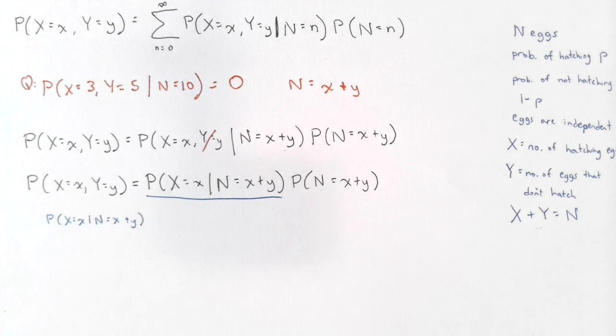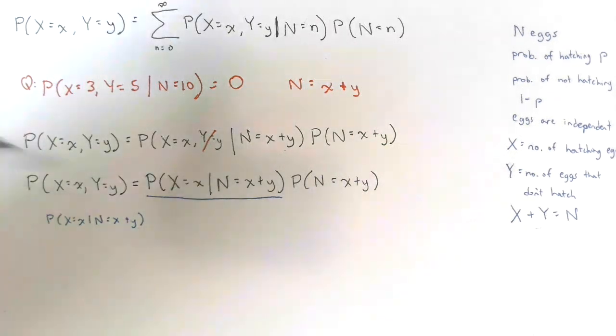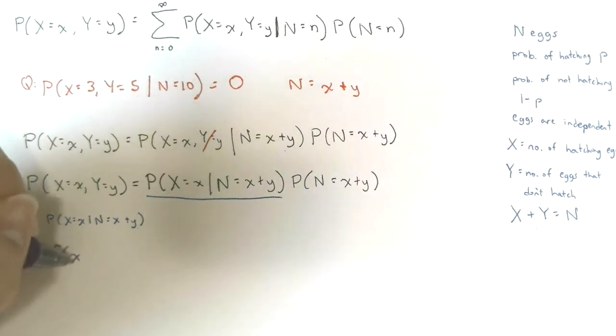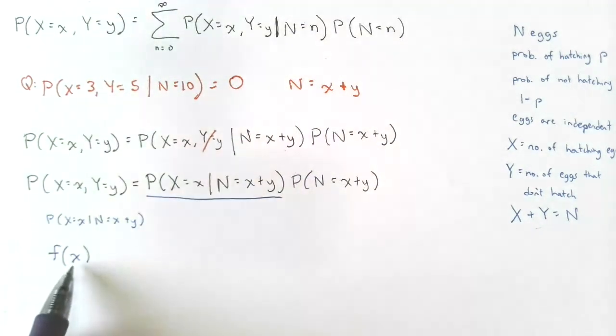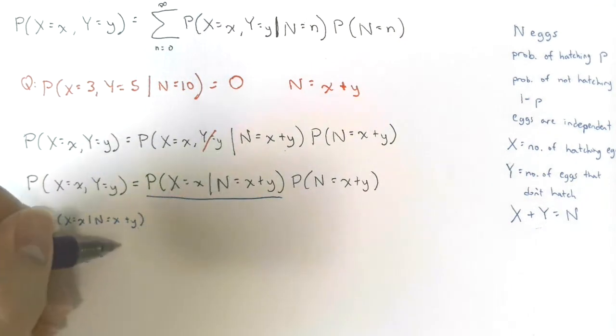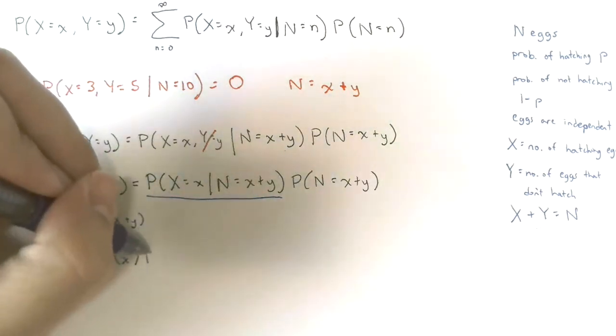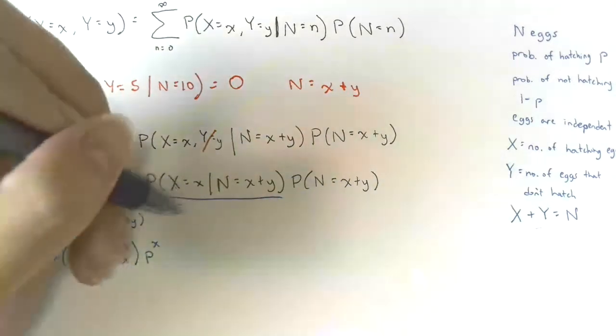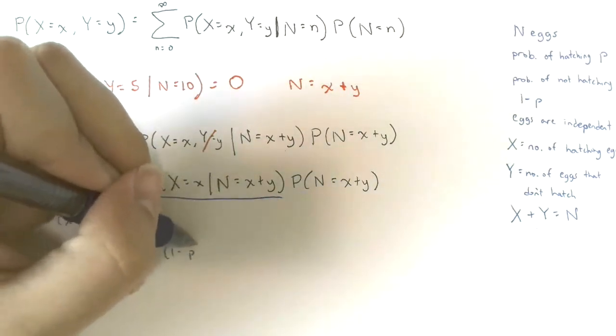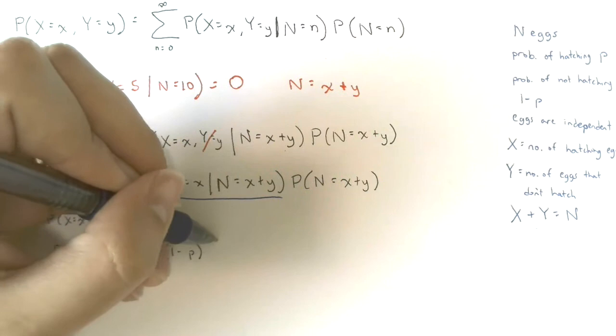You may remember the binomial distribution, but if you don't, I'm going to write it here just so you can have a bit of a refresher. The probability of the number of successes X is equal to N choose X times P to the power of X times 1 minus P to the power of N minus X.